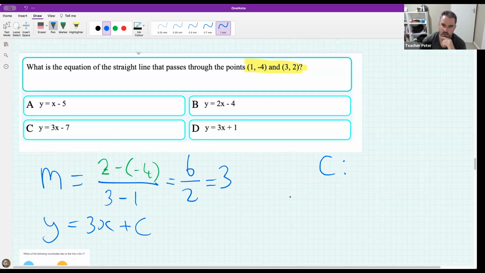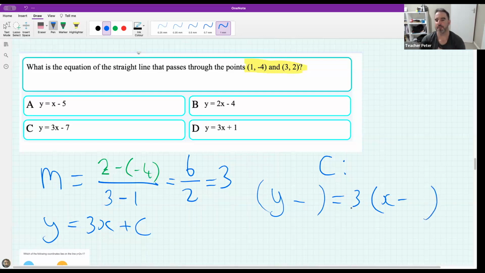Now, I get a gradient of 3, but in this other method, the way you do it is you say, look, you've got your gradient of 3, but you need to choose a point. Now, I think the easier of the 2 points is 3, 2. Now, the 2 goes with the y, and this goes with that. Now, which of these options is going to be correct?